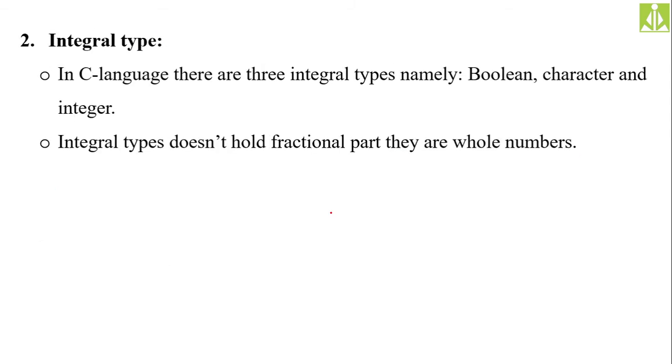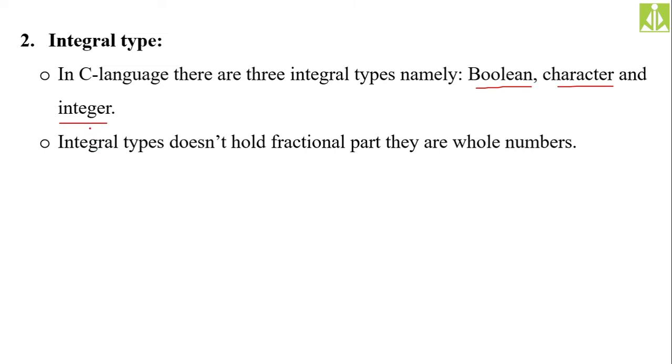Then we have the integral types. In C language, there are three integral types: Boolean type, character type, and integer type. So integral types, they are three. The first one, the Boolean, then we have the character, and then we have the integer.